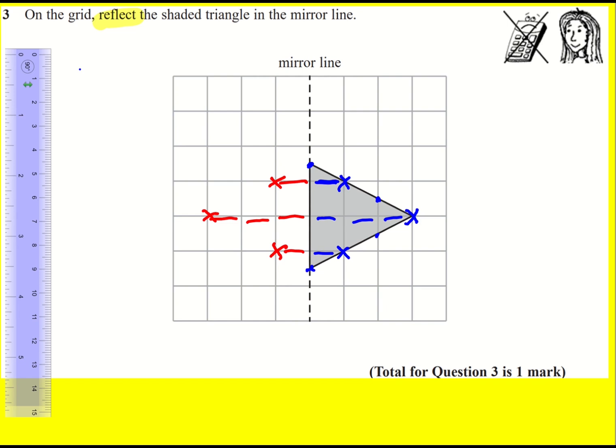And now I can see where this is going. So I'm going to join up this point here with that cross. I'm going to keep going to join up that cross. I'm going to go back here to join up that cross and back to there. And that completes my reflection of the shaded triangle in the mirror line.